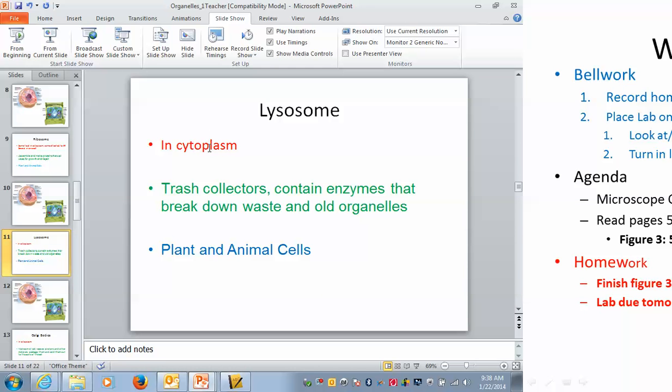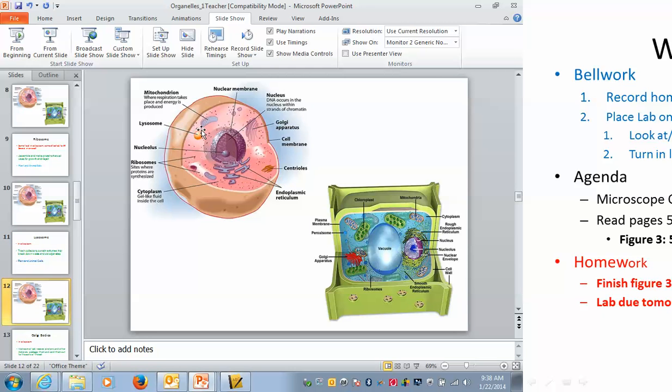Lysosomes are usually located in the cytoplasm. You can think of them as the recyclers of plant and animal cells, because they're the trash collectors. They take the trash, reuse it, break it down, and reorganize it. So it's like the recycling center. Both plant and animal cells do have lysosomes. So that's what a lysosome looks like. It's kind of empty, a space, like a little sac.